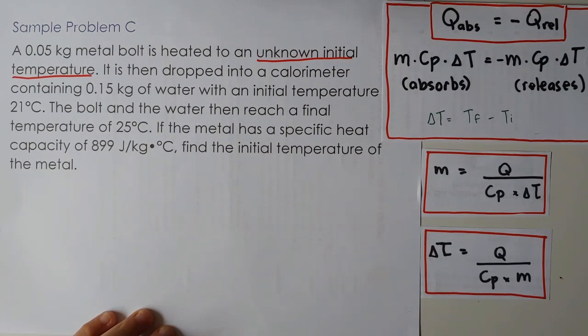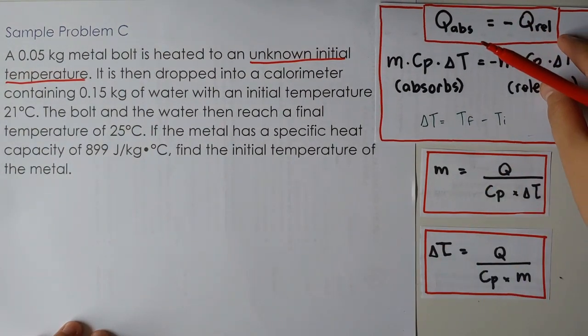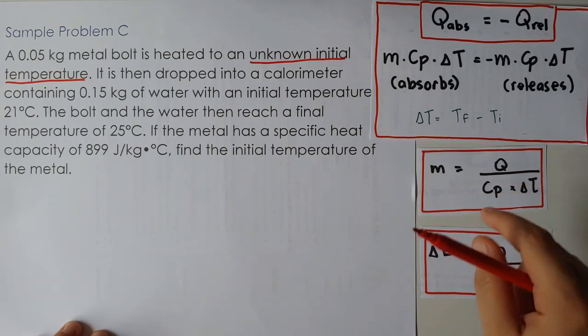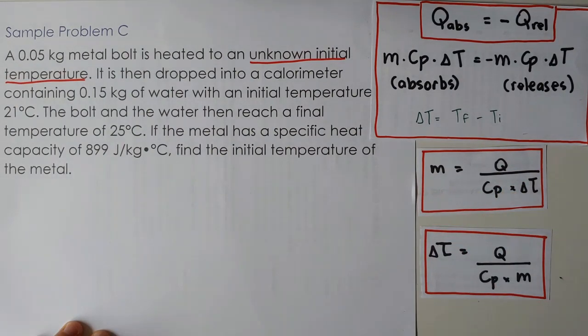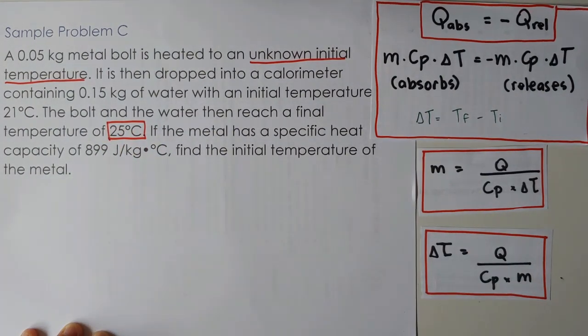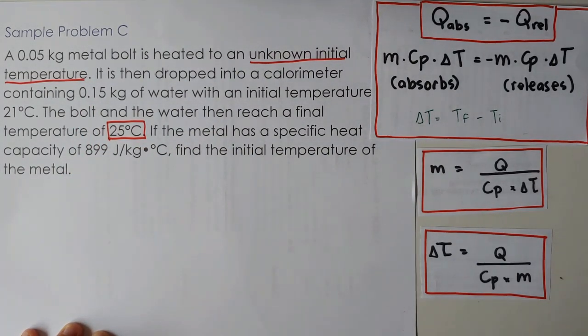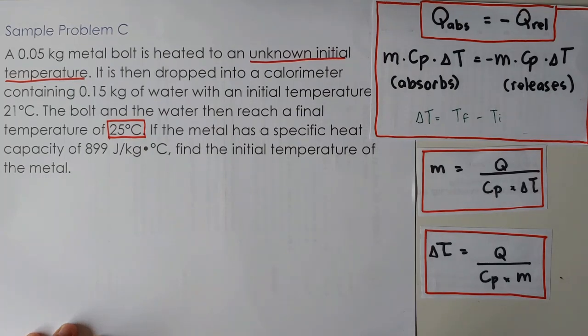This is what I told you the other day. Two objects reach their thermal equilibrium, and in this case the thermal equilibrium that they both reach is 25 degrees Celsius. So this one will be the final temperature of both substances, the metal bolt and the water. If the metal has a specific heat capacity of 899 joules over kilogram Celsius, find the initial temperature of the metal bolt.